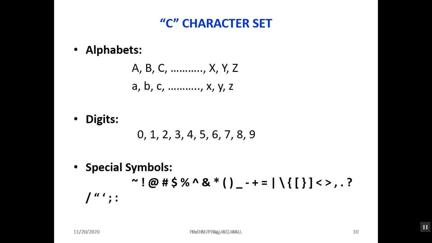When I was talking about alphabets of English language and said that the C character set consists of alphabets, digits, and special symbols, that means alphabets are small a to z and capital A to Z, correct? Then digits 0 to 9, and these are special symbols. Using these characters we can create constants and variables.